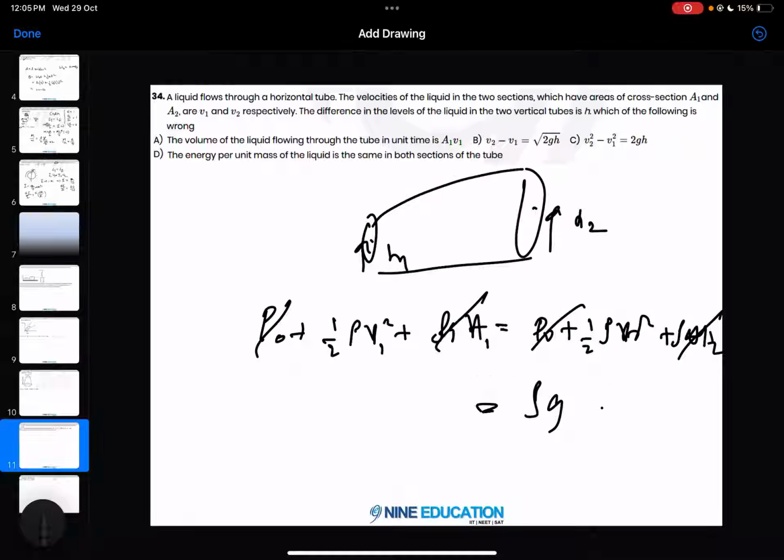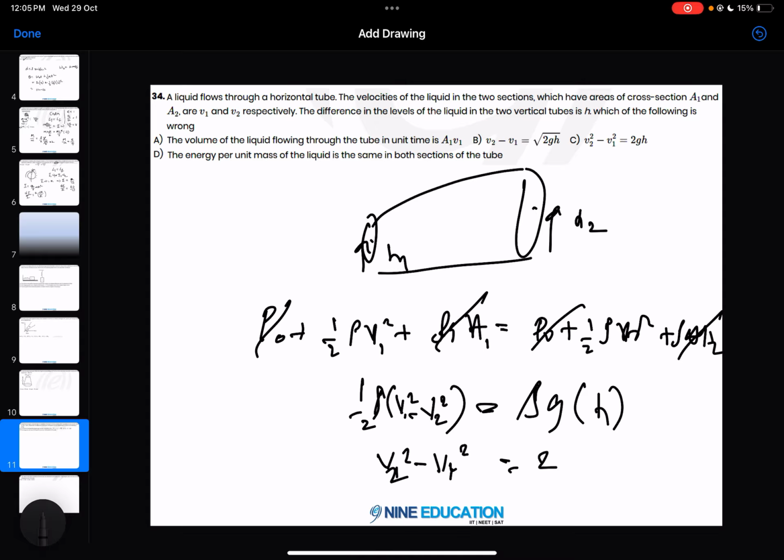So when you send this to LHS, rho g (H2 minus H1) is simply H, half rho (V1 square minus V2 square). Just applying basic Bernoulli, we will get V1 square minus V2 square, or in this case H2 is the higher one, so V2 square minus V1 square will be 2 times gH. So option C is correct, which will make definitely option B wrong.